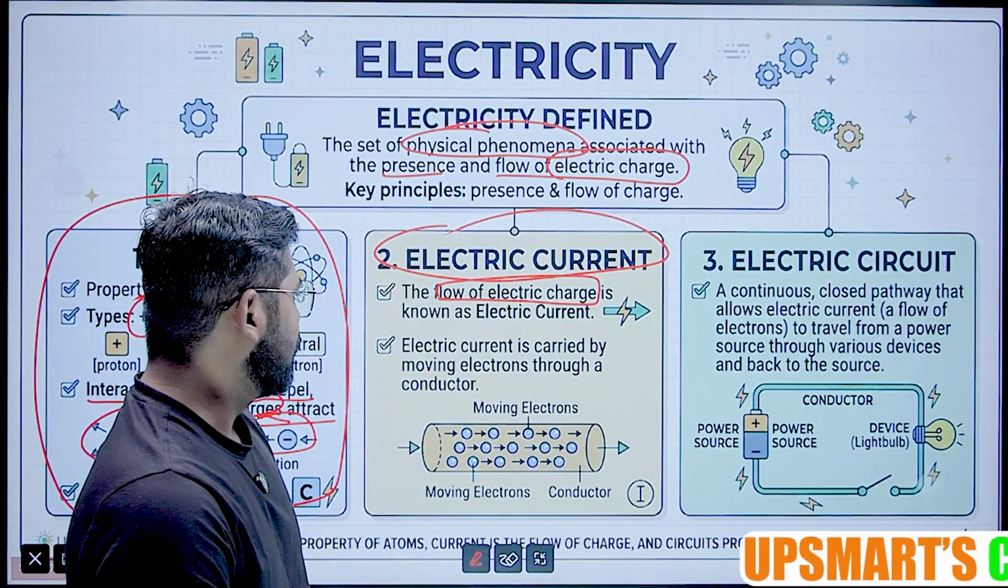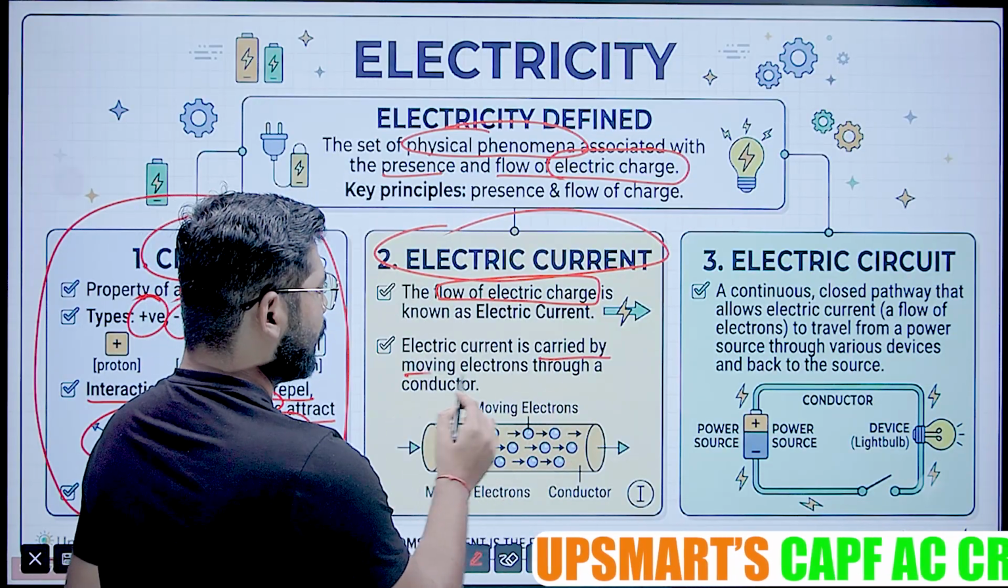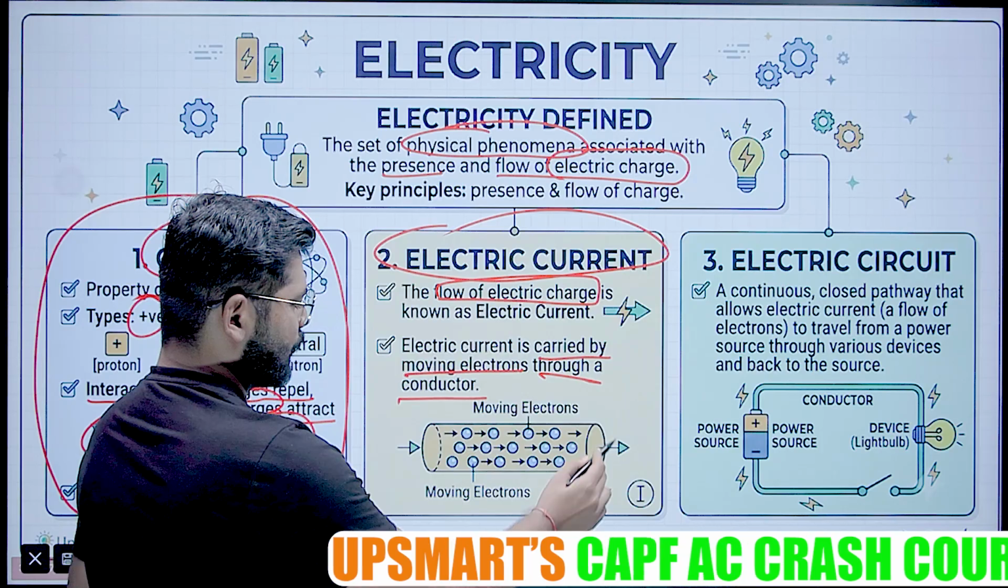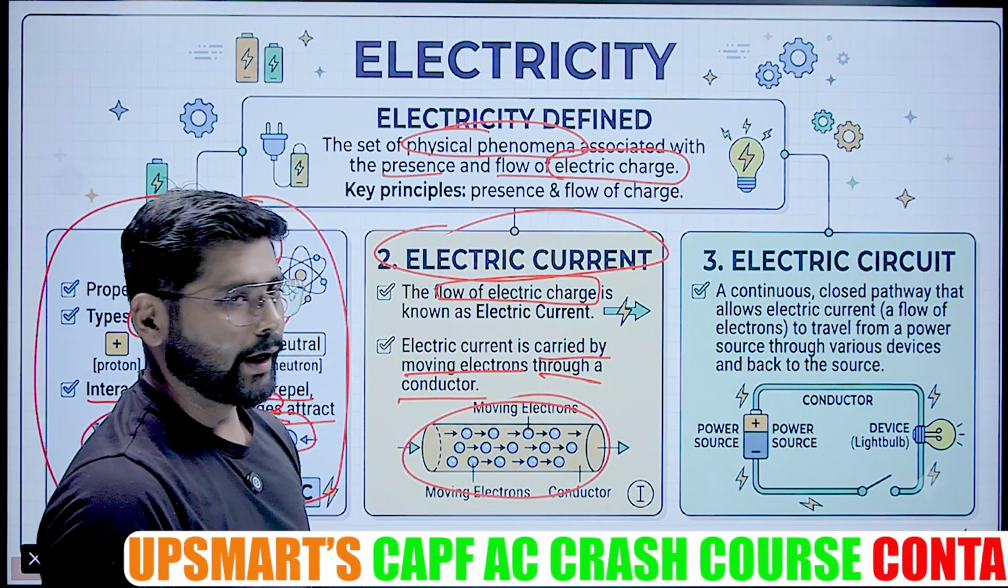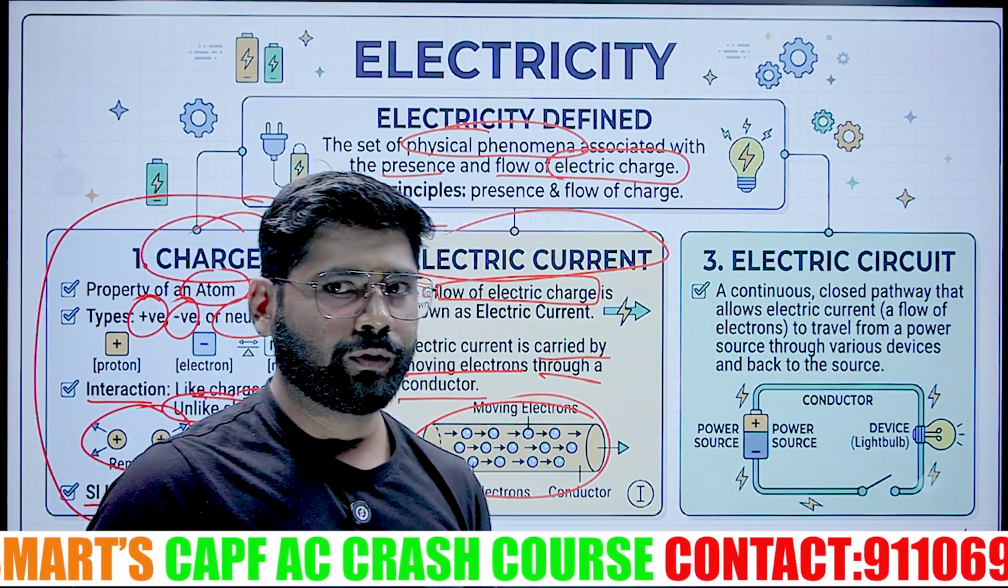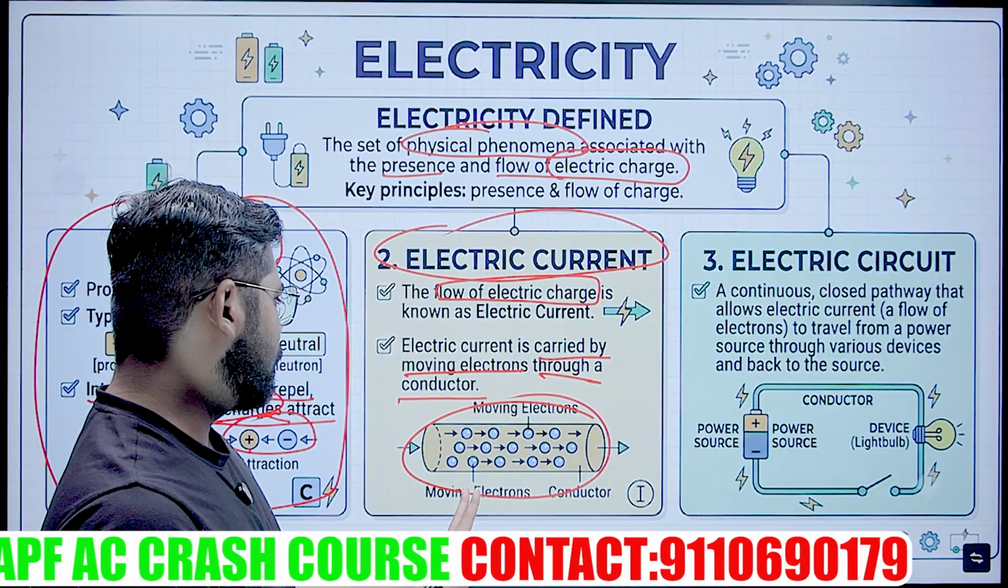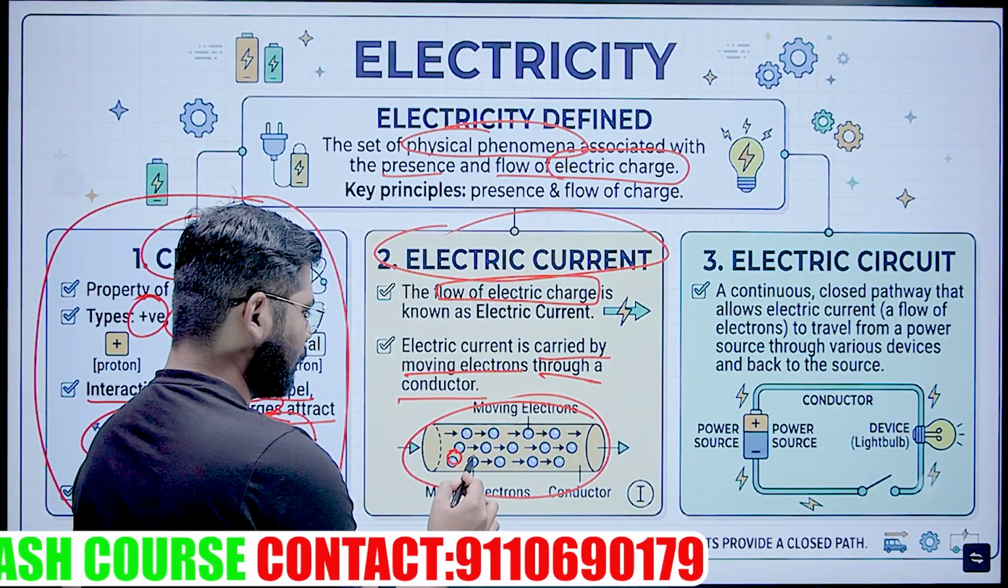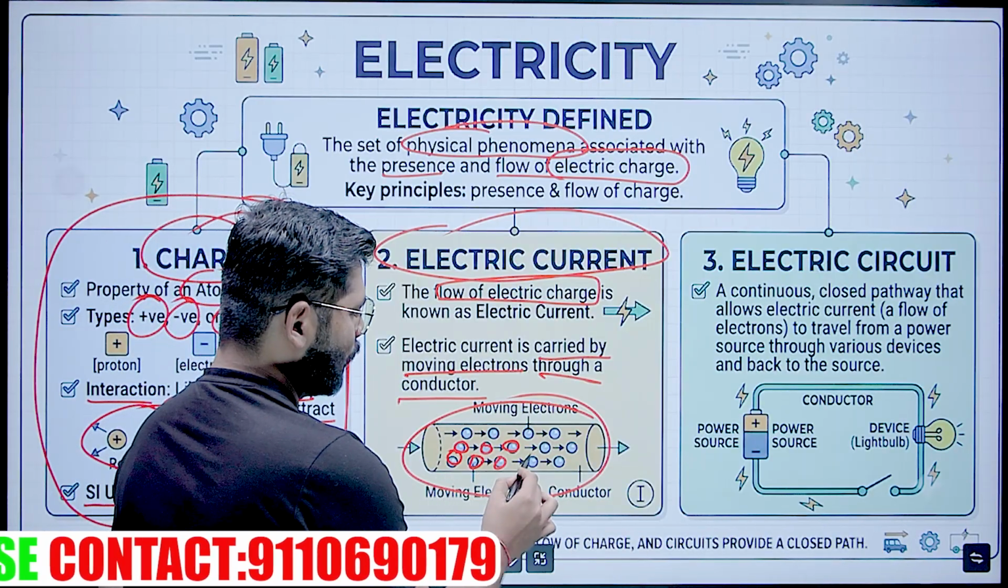Next, electric current is carried by moving electrons through a conductor. So this is the conductor, which carries all the electric charges. These are moving electrons. You can see these are nothing but moving electrons within the conductor.